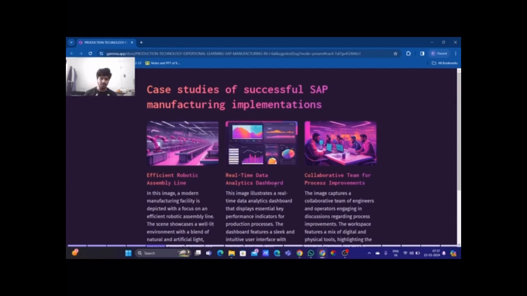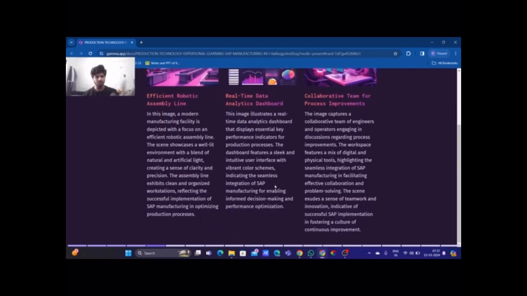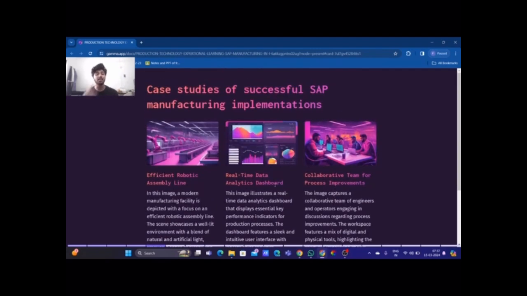So it shows that SAP is so successful in the process, so widely used and so accurate, that everyone in the companies can use it. The first case study of successful SAP manufacturing implementation is an efficient robotics assembly line. As shown in the image, the robots are assigned in the line. They are arranged in a sequence where a product is made and shifted to another, and as the product increases, that is the accuracy of the SAP.